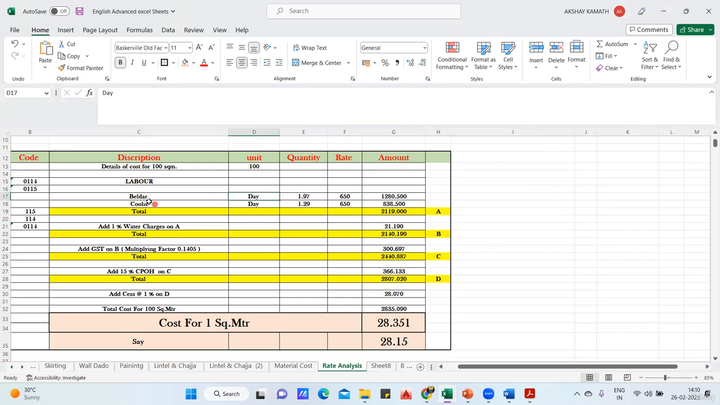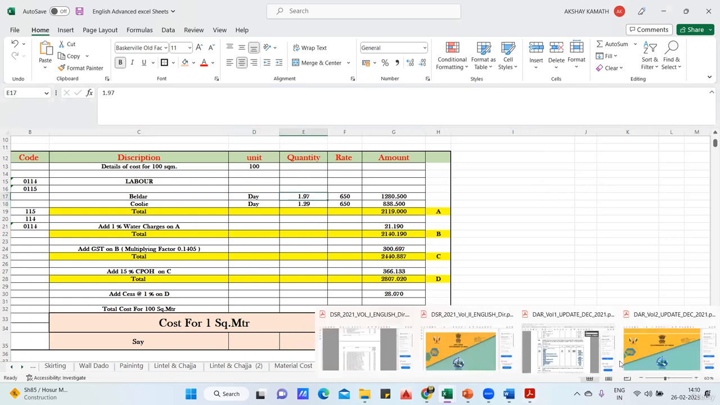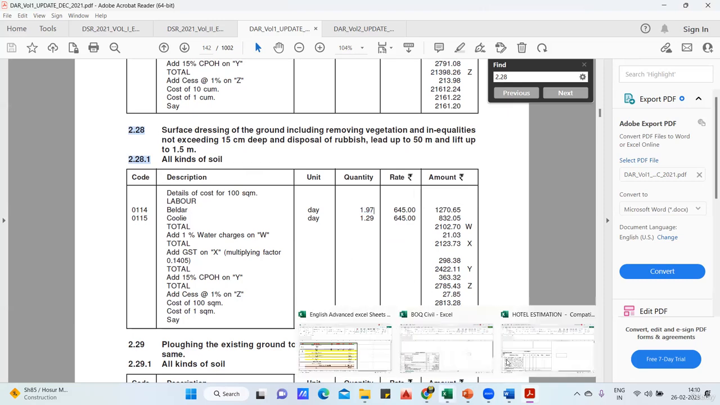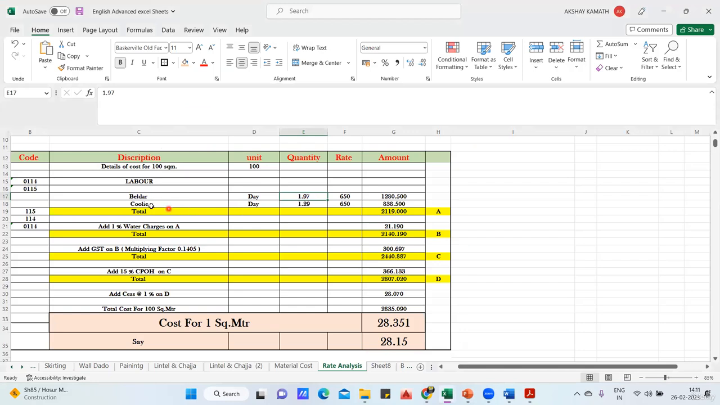For the builder, the unit will be day, because they work by the day. The coolie also will work for a day. Now, these quantities, these people have done research. You cannot ask where I got 1.97 and 1.1 from. All these are constants given in the code book. People have seen different projects and finally come to a conclusion. If you deploy one builder and ask him to clean 100 square meter of area, his productivity quantity you can take as 1.97. So that is why I've taken 1.97 in my Excel sheet. In the same way, for the coolie it is 1.29. That is a coefficient we have.